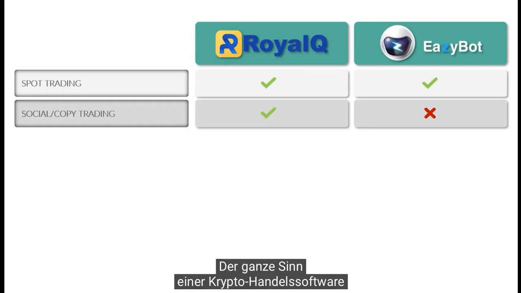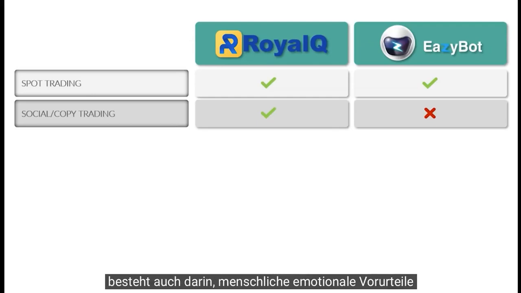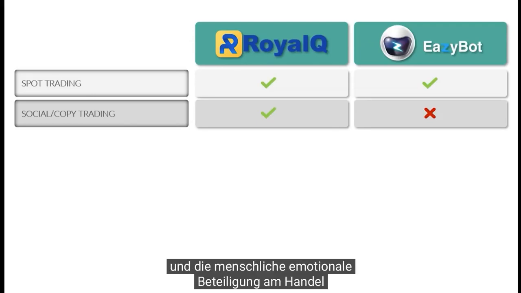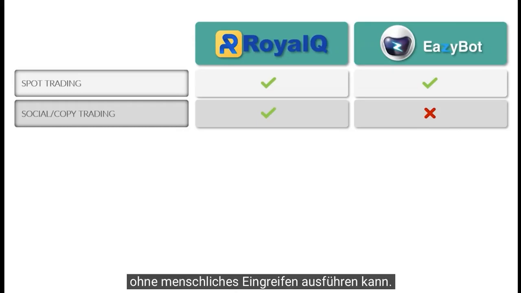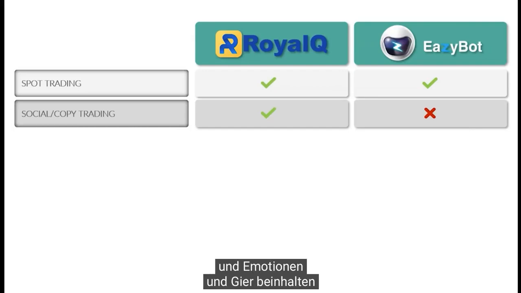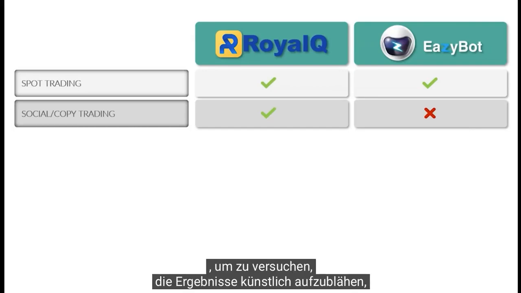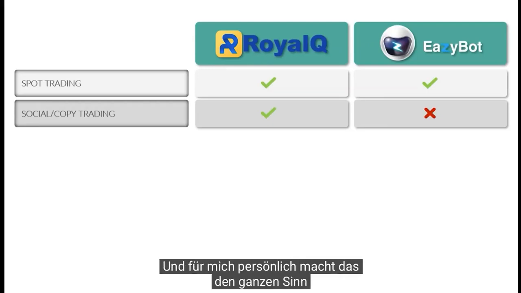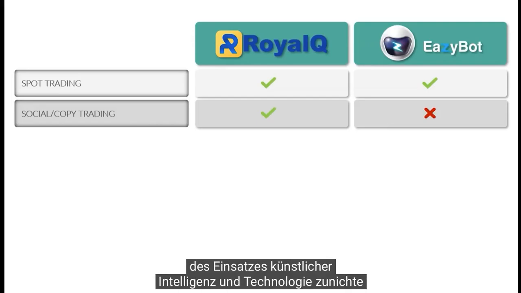Also, the whole point of having a crypto trading software is to eliminate human emotional bias and the human emotional involvement in trading so that we can go about our lives and simply robotics can execute predefined parameters without any human intervention. And you will see that these people compete with each other and they involve emotion and they involve greed to try and artificially inflate the results so that more people subscribe to their trading strategy. And for me personally, that defeats the whole point of using artificial intelligence and technology to do the trading for us.